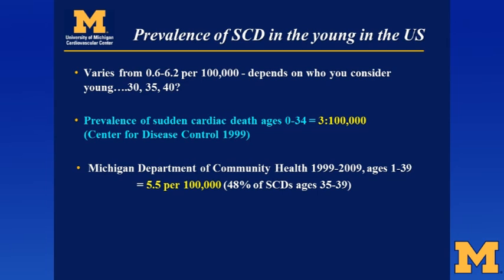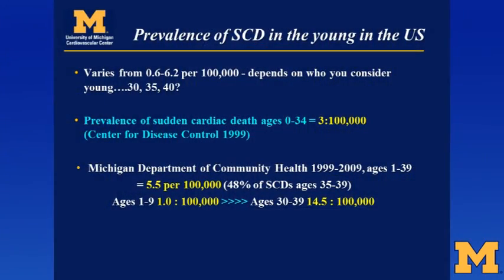And 50% of the sudden cardiac deaths that have occurred in this state in the last 10 years occurred in individuals who were between the ages of 35 and 39. So really the numbers are pretty consistent with the national data. There is definitely a spectrum from 1 per 100,000 up to 14.5 per 100,000, depending on which age group you're looking at. So obviously the incidence of sudden cardiac death increases as we get older.